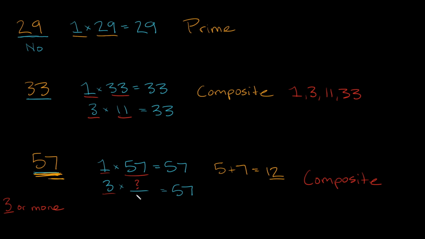Okay, but just in case you do want to figure out what this factor is, you could just divide this number and this number. Okay, so you could just figure out how many times 3 goes into 57. And you would find that it goes into 57 exactly 19 times. Okay, so 3 times 19 is equal to 57.